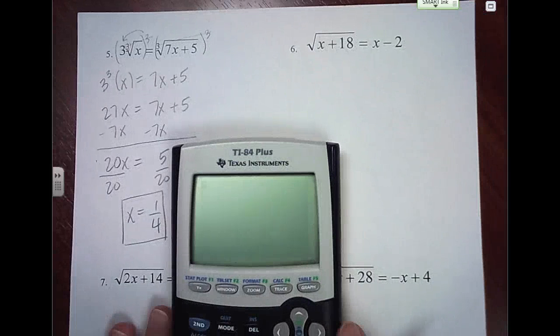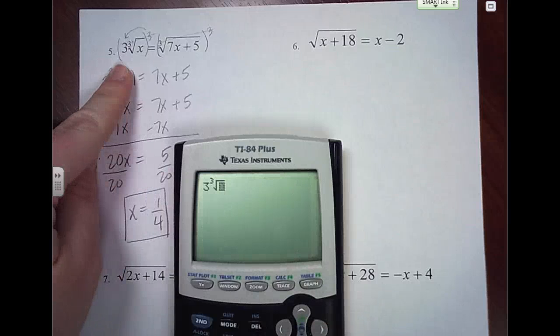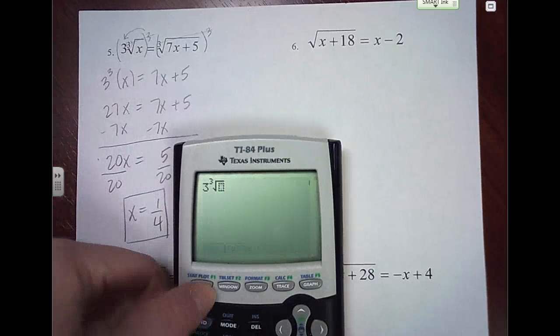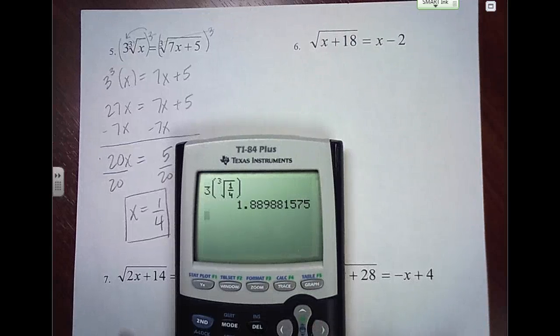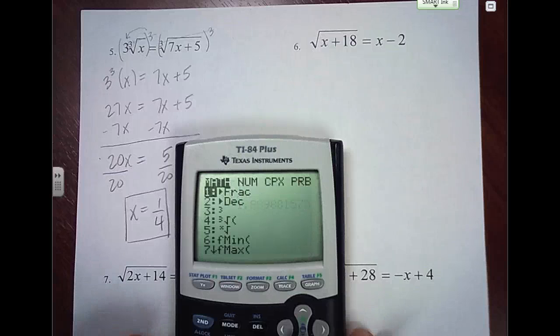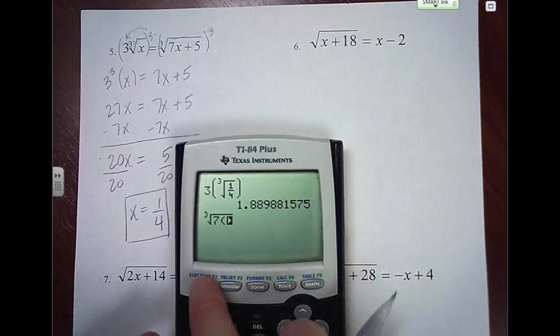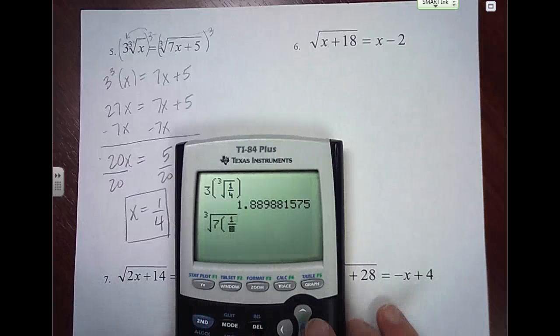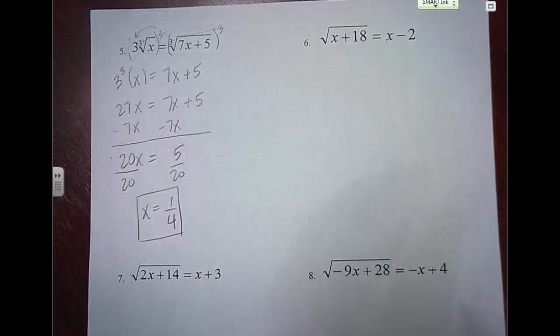So let's check that. Over here I'll do 3 cube root of 1/4 equals that decimal. And on the right I have cube root of 7 times 1/4 plus 5 equals the same thing. So that works. So I just plugged in the 1/4.